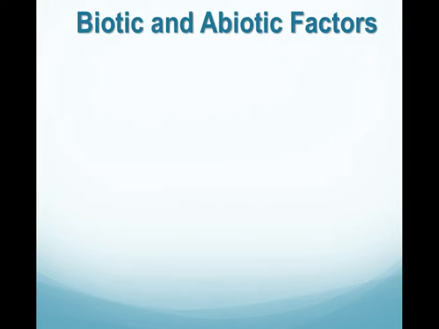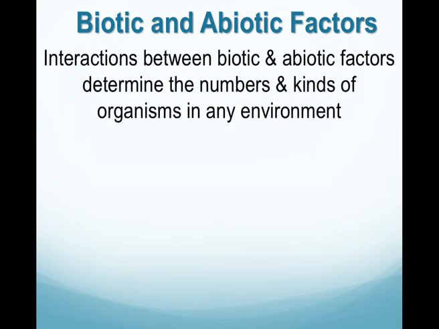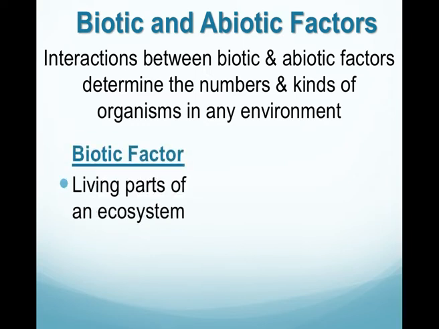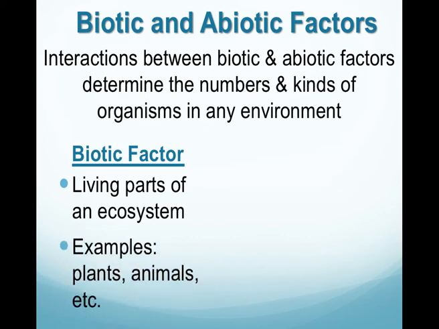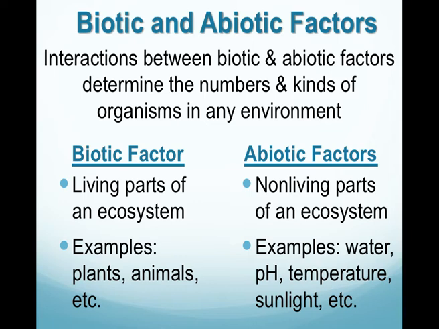When we are talking about ecology, we need to talk about biotic and abiotic factors. So if we look back to our root words that we learned at the beginning of the year, we know that bio, B-I-O, means living, and a means not. So when we look at abiotic and biotic factors, we're talking about the living things in the ecosystem, like the plants, the animals, the bacteria, anything that is living, and the non-living things, or the abiotic factors. Things like water, temperature, sunlight, the pH of something. The interactions between biotic and abiotic factors determine the numbers and the kinds of organisms that can survive in an ecosystem.